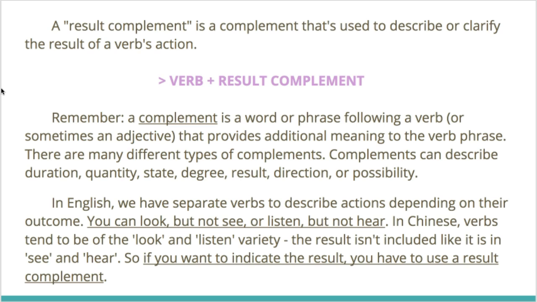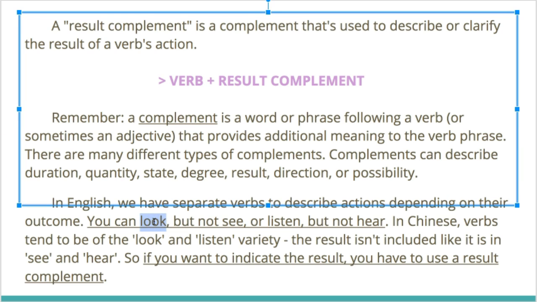I encourage you to look at some of the other resources and the other links for details. But generally speaking, in Chinese, a verb only describes an action but not an outcome. For example, we have the verb look, right? 看. But it doesn't mean that you saw somebody.